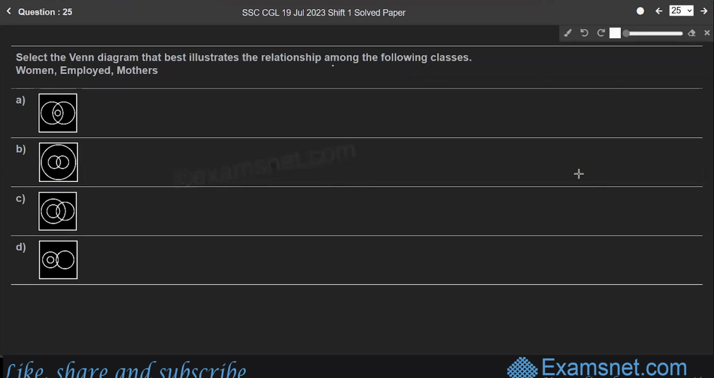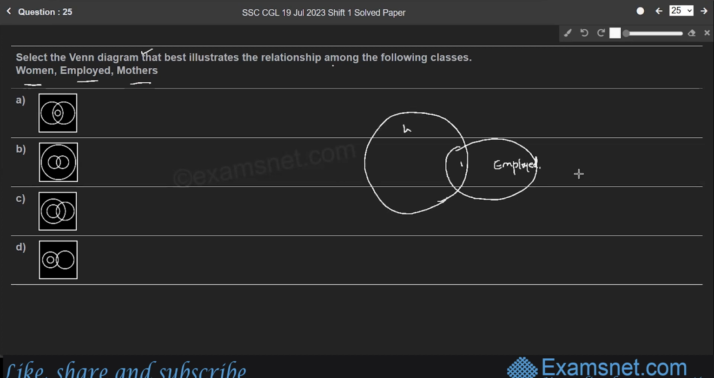Question 25. Select the Venn diagram that best illustrates the relationship among the following classes: women, employed, and mothers. So we'll consider the set of employed first. Some employed are women. In that, some women are mothers as well as employed. So some women are employed as well as mothers.